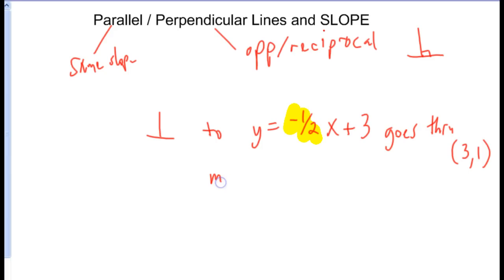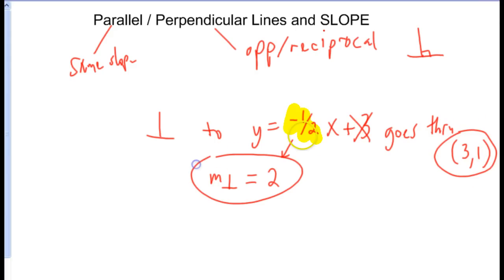So the perpendicular slope, if that's the slope of the original line, will be equal to, I flip it, so I get negative 2 over 1, change the sign, I get positive 2. So my perpendicular slope is 2. I don't care about the y-intercept of the original line. I really just want to take the slope. That helps give me the perpendicular slope there. I do know it goes through this point. So if you know it has a slope of 2 and it goes through this point, that's enough information for us to write the equation.